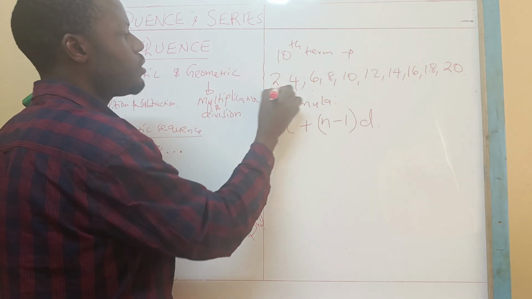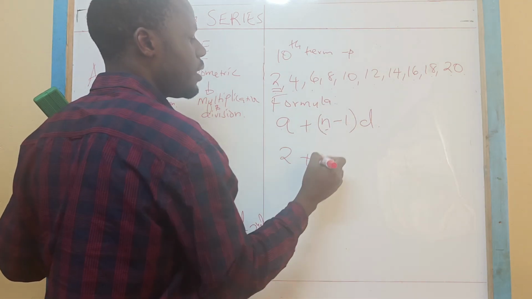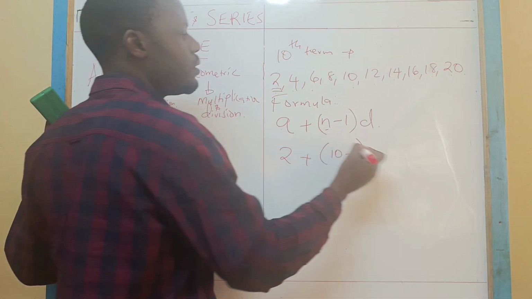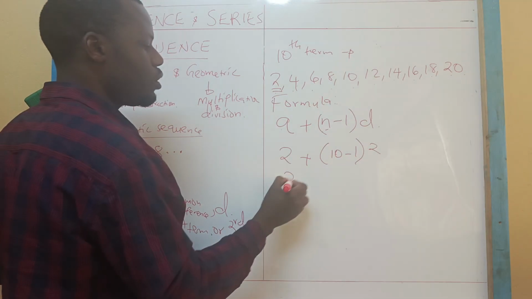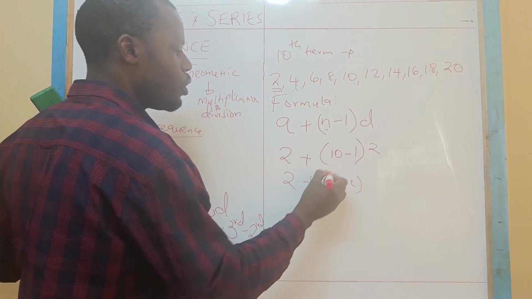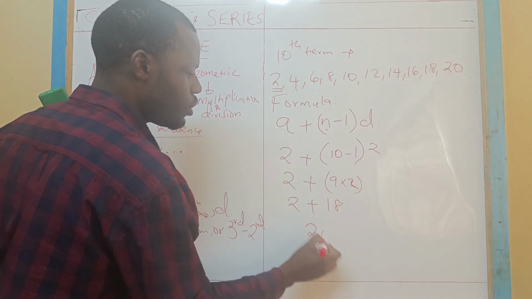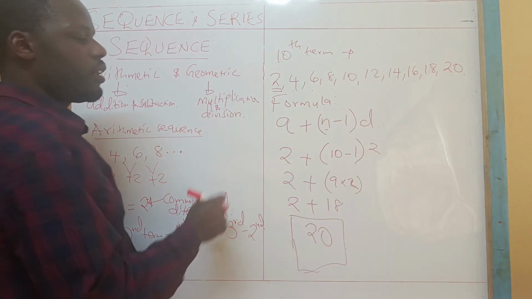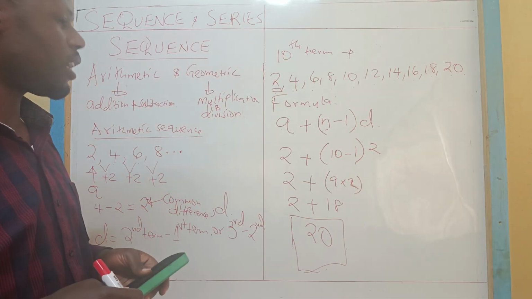So our first term in this sequence is a, which is 2, plus n, which is the 10 we are looking for, minus 1, times d. The common difference we have found, 4 minus 2, is 2. So it is 2 plus 10 minus 1, which is 9, times 2. You will find that this is 2 plus 18, which is 20. You can see we have used that formula to find the 10th term. And that's how we can find the nth term of an arithmetic sequence.